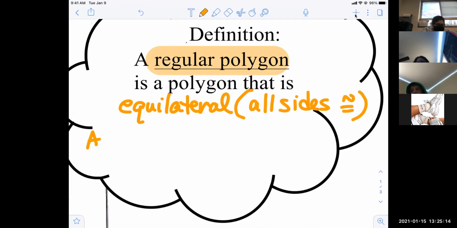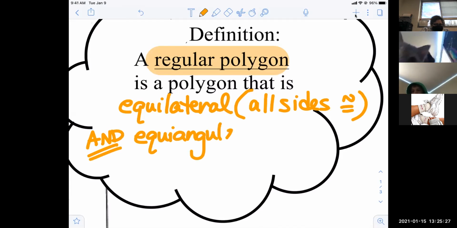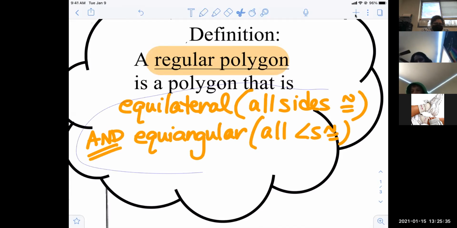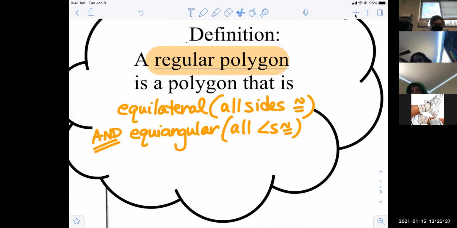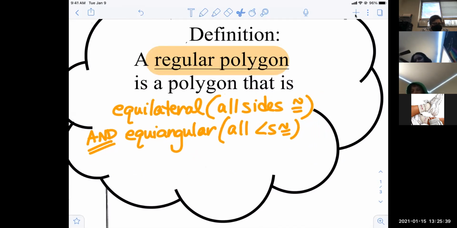And do you know the term for all the angles are congruent? Equiangular. Good. Who was that? Equiangular. Okay, that means all the angles are congruent. So that's regular.